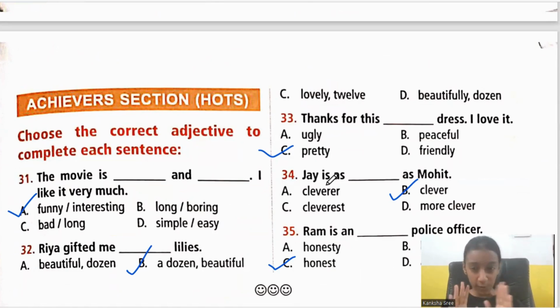So to be very, very honest, this is a very easy chapter, children. You can easily do it. So just have some little practice over the chapter, and I'm damn sure you will just love this chapter. I loved it very much and enjoyed while explaining it.